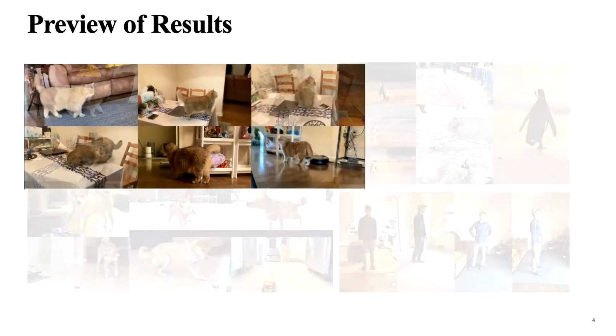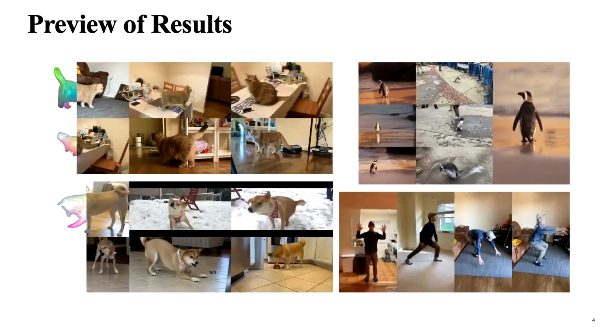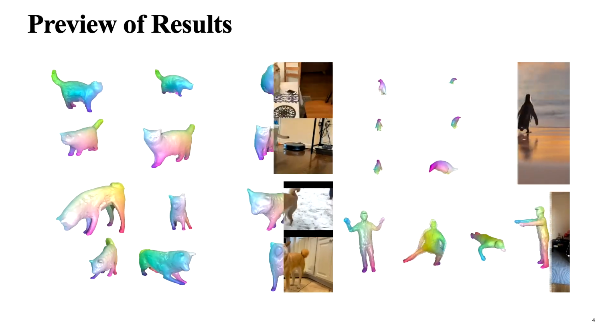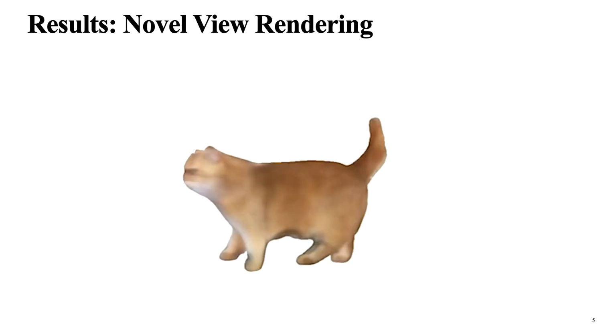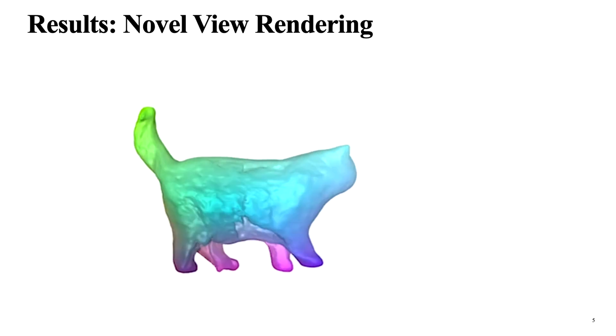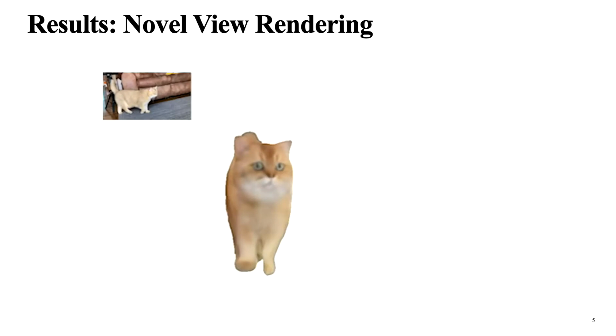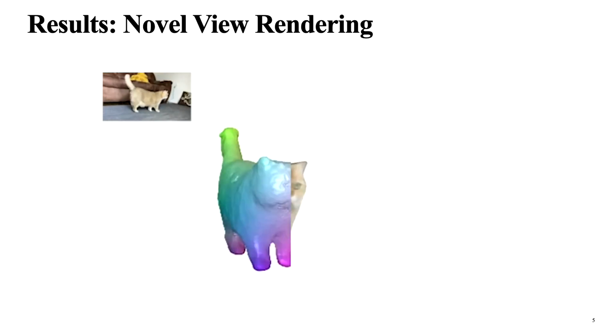Our method successfully reconstructs videos of different object categories. We show representative results on a cat, a dog, penguins, and human. Given the reconstructed model, we can render from different viewpoints at a specific time, or render the motion from a novel viewpoint.